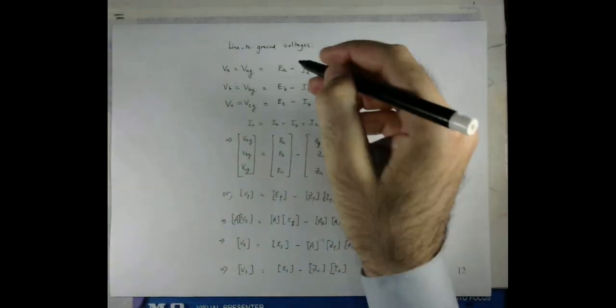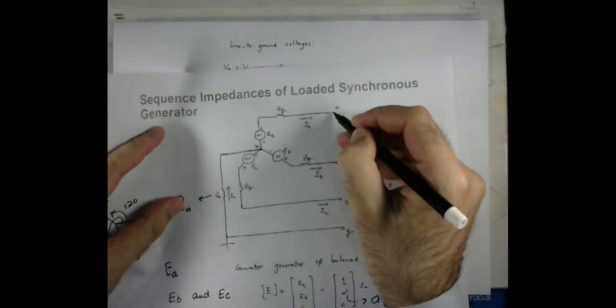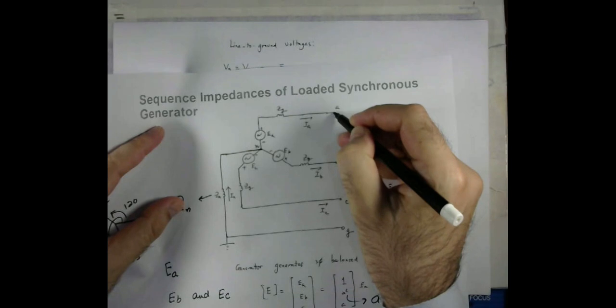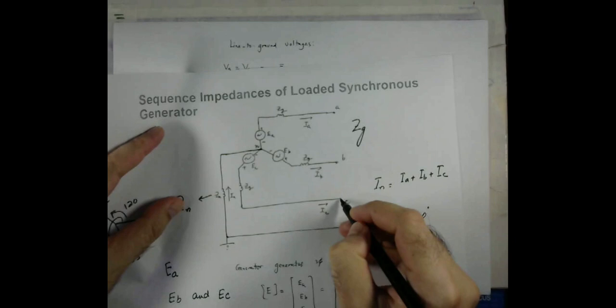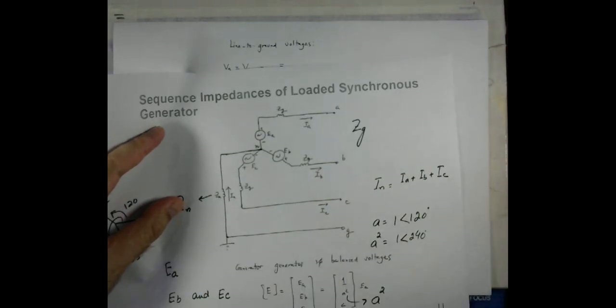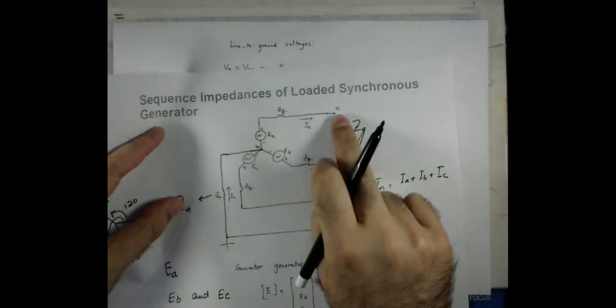So EA minus IA ZG minus IN ZN is equal to VA. Similarly, we can write the expression for the other two voltages, VB and VC. So now we are talking about the voltage from this point to this point, which we represent with VA, from here to here VB, and from here to here VC. So this is the induced voltage, and this is the terminal voltage.